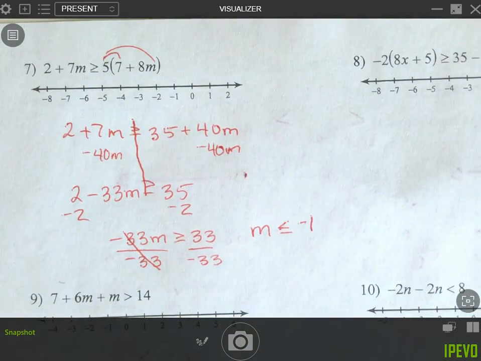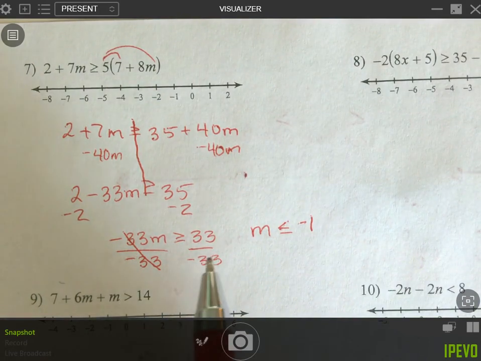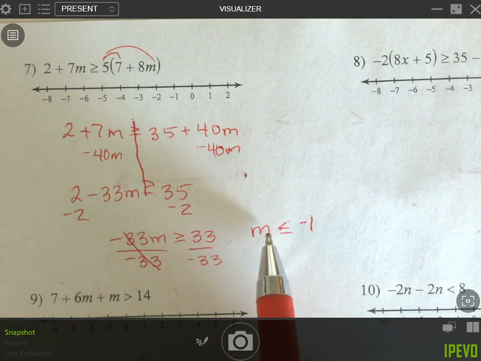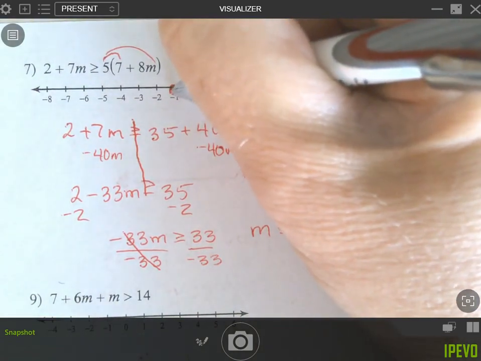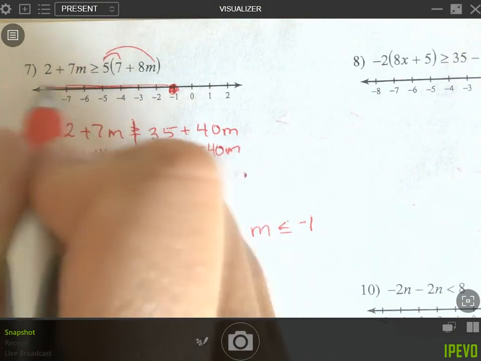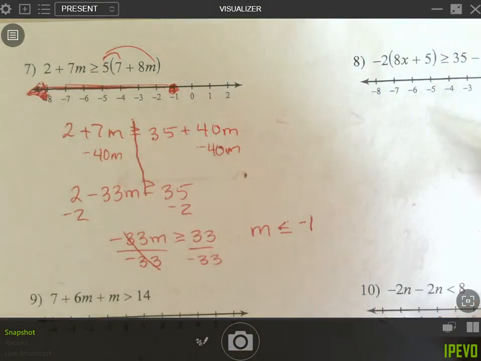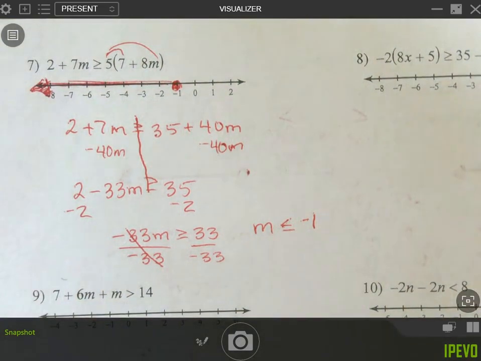Now, if you went the other way, you would have had 33 over here and a 33m over here. And one of them would be negative, but make sure you read it from the m. You might have negative 1 is greater than or equal to m. Either way we cut it, close circle, and if m is less than negative 1, you're going to shade to the left. So a couple things. One, did you remember to flip your sign if you divide by negative? Or if your m was on the other side, are you looking at it and shading it right?